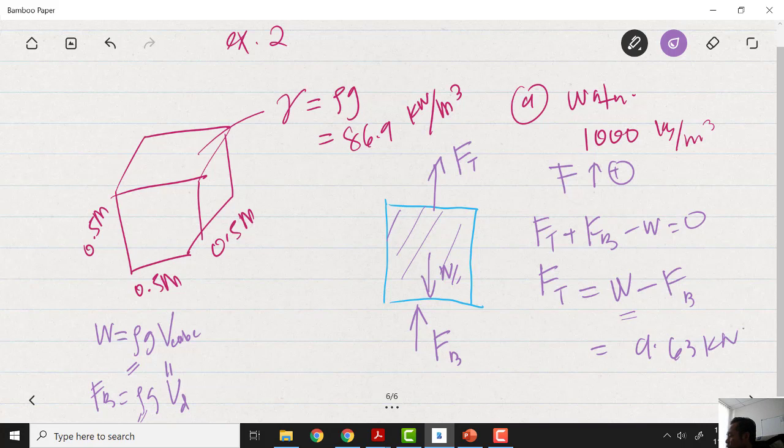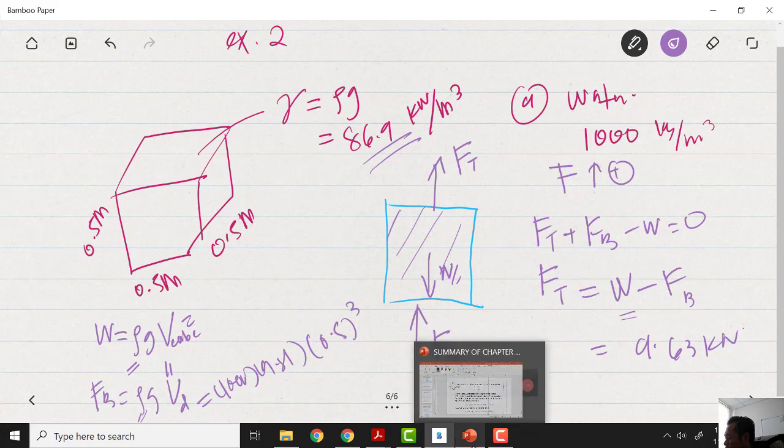We already know FB: rho here is 1000, g is 9.81, and V you need to calculate, 0.5 times 3, to the power of 3. The volume of the cube is already given to us. You need to find the rho from here. Just divide the value by 9.81, and then we get the rho for the cube, and then you calculate it and we get the weight.